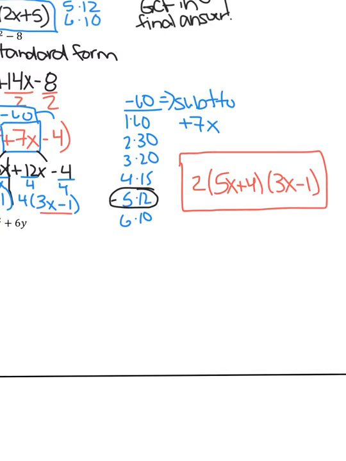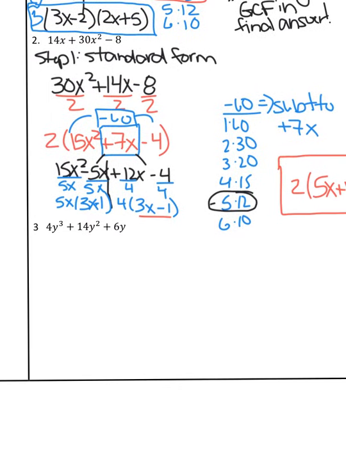Because here's our 3x minus 1. And there were, move it back over again so we can see that, right? We had 3x minus 1 here, and we had 3x minus 1 there. And then we had the 5x here, and we had a positive 4. So 5x plus 4 times 3x minus 1 times that 2 that we took out at the beginning. All right, so that is factoring quadratic trinomials with a GCF.